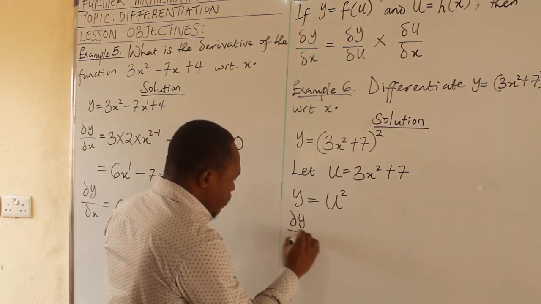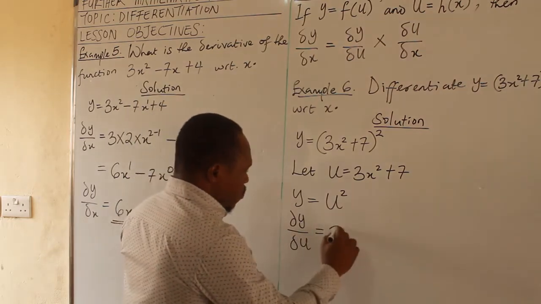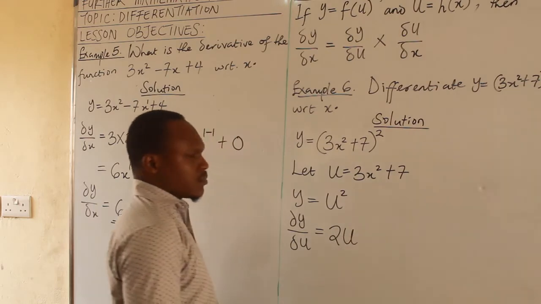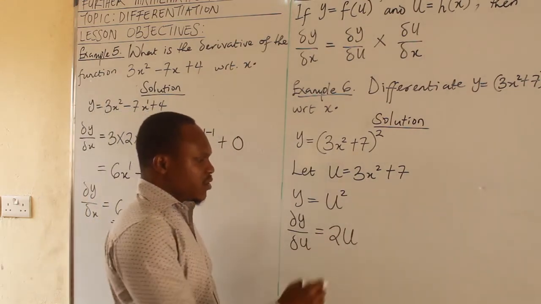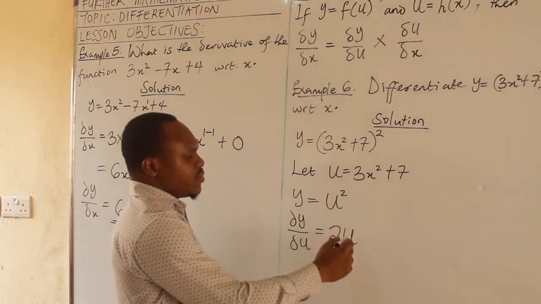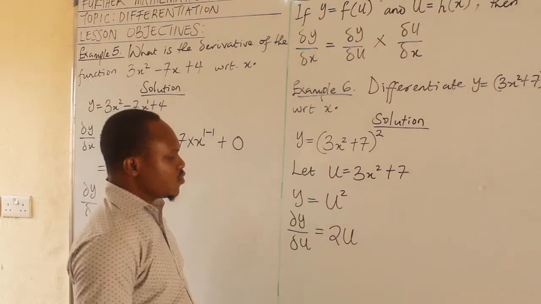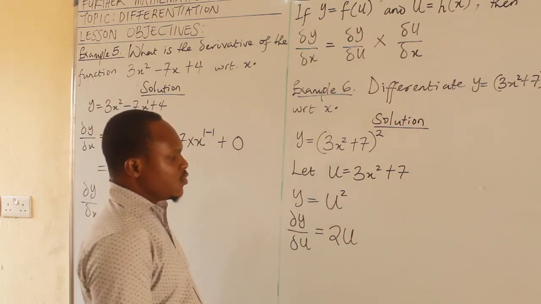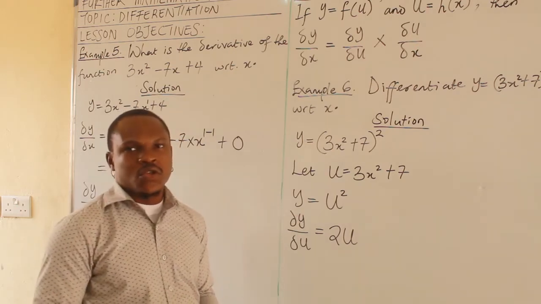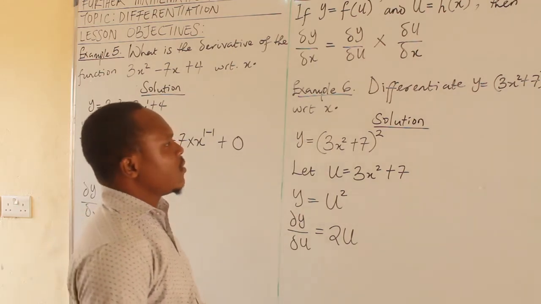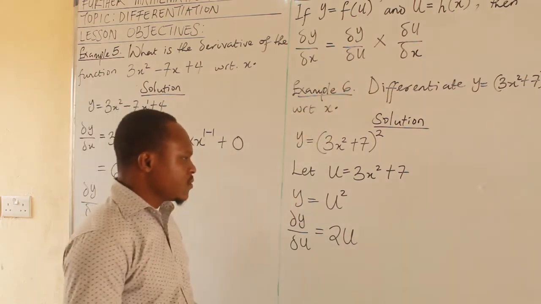If y is equal to u raised to power 2, then it means that dy over du will now be equal to 2u. I'm not going to be doing 2 minus 1 because 2 minus 1 is 1 and u raised to power 1 is u. So if y is equal to u raised to power of 2, then dy over du, which means differentiating y with respect to u, gives us 2u. Remember, they are asking us to differentiate y with respect to x, so we are not done.